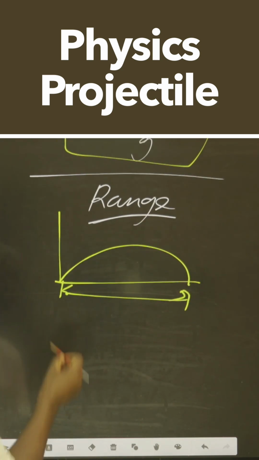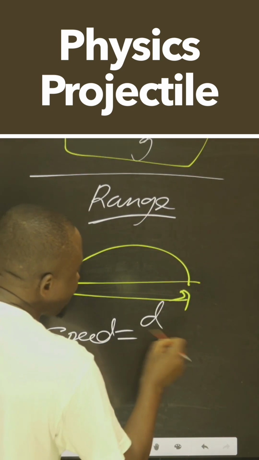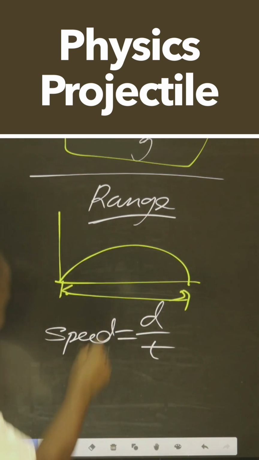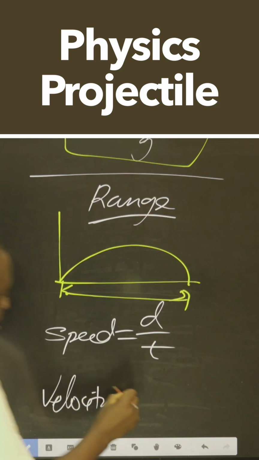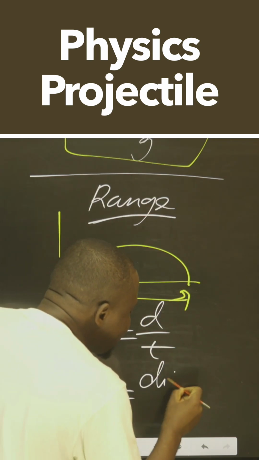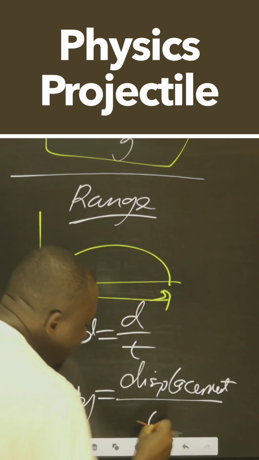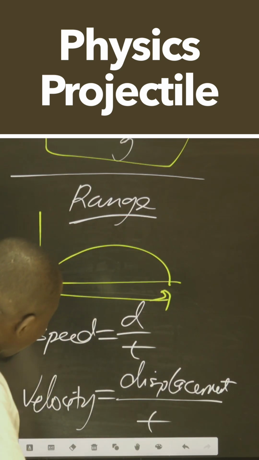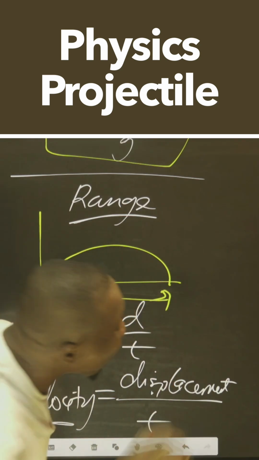I want to ask you, what is speed? Speed, you agree with me, is distance over time. But when we are considering the direction, this changes to what? Velocity. Right? What is it called for displacement? Time is still there. Now this and this are the same. It's just that this is speed that has direction. This is distance that has direction.